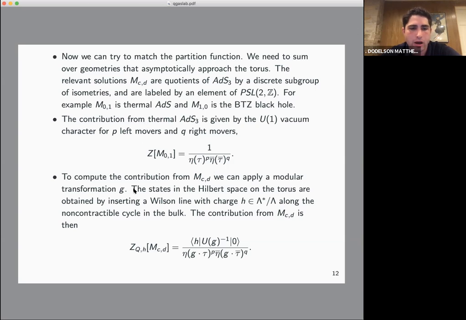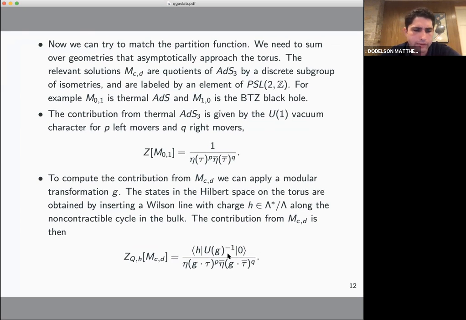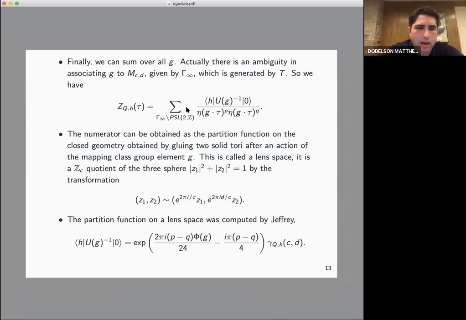And as I said before, the states in the Hilbert space are obtained by inserting a Wilson line along the non-contractible cycle. And so the modular group acts on this Hilbert space, and acting with a modular transformation, U of G, gives the contribution from M_{C,D}. And so this is the matrix element of this group element acting on the vacuum. And finally, we need to sum over all G to get the partition function.